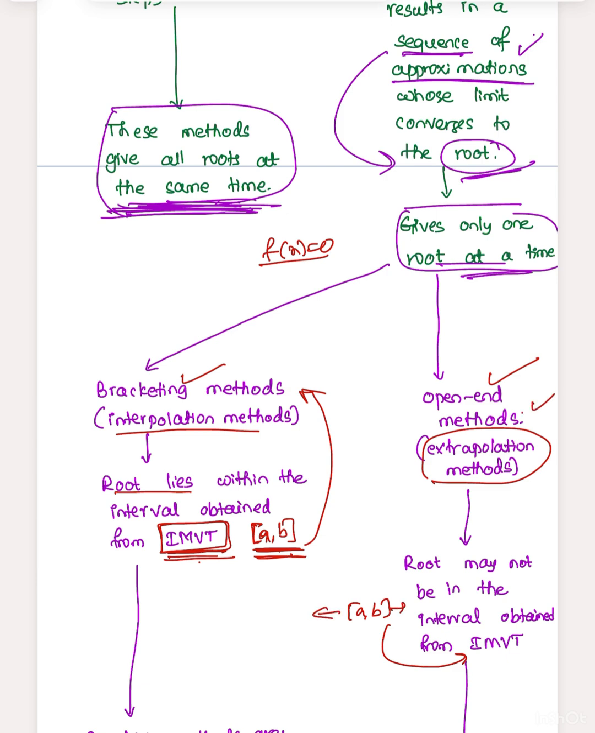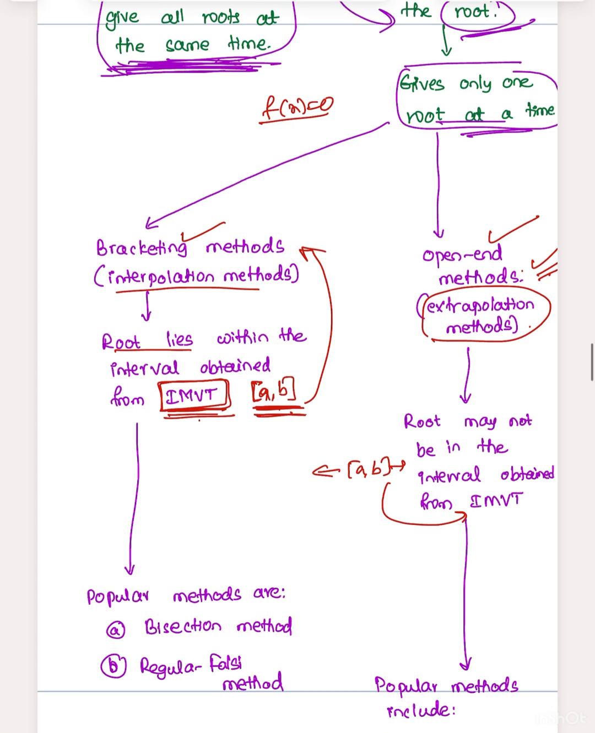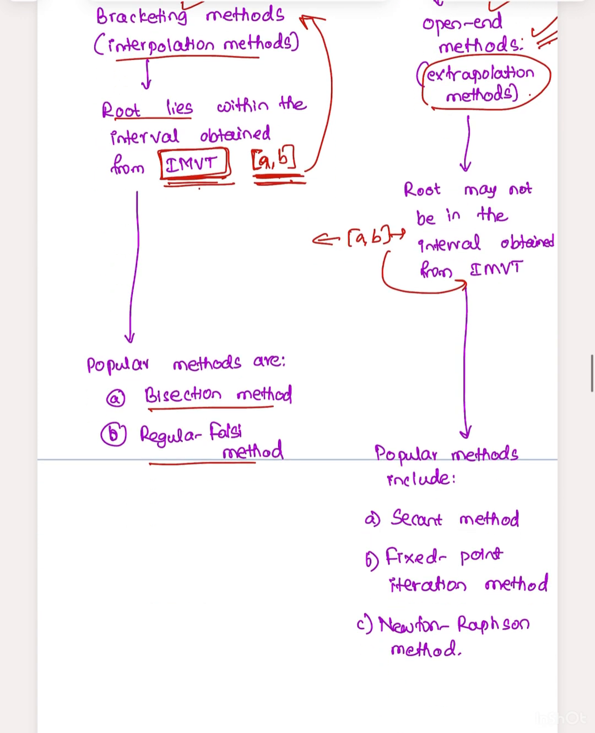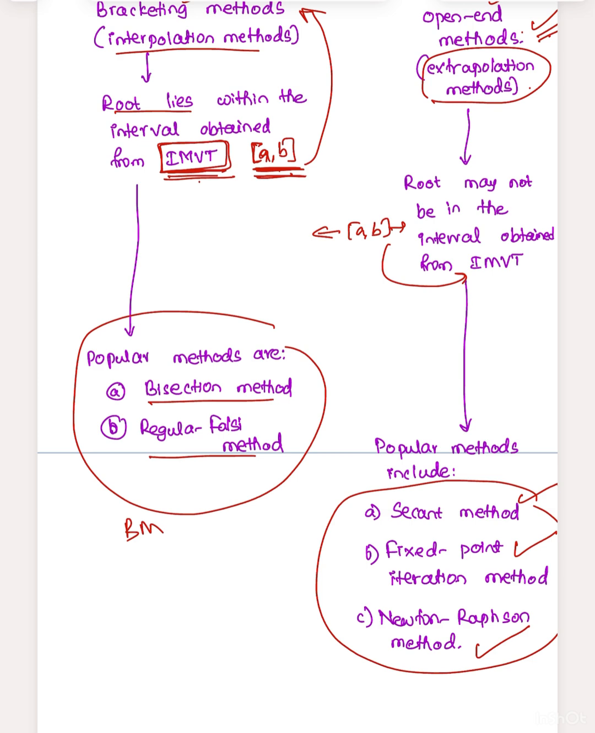So therefore they are called open-end methods or sometimes extrapolation methods. Now we will see what the popular bracketing methods and the popular open-end methods are. The popular bracketing methods include the bisection method and the regula falsi method, and the popular open methods include the secant method, fixed point iteration method and Newton-Raphson method. So we have to remember that the bisection method and regula falsi method are the bracketing methods, and the secant method, fixed point iteration method and Newton-Raphson method are the open-end methods.